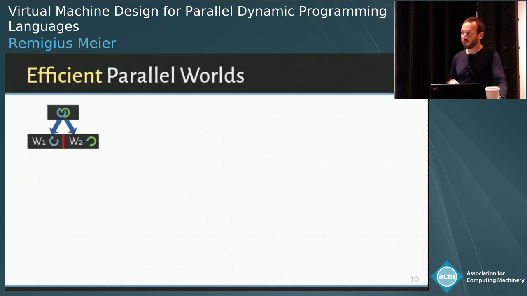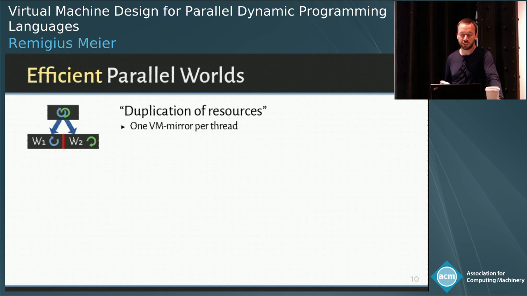Of course, parallelization in general is only useful if it gives a performance boost, so if the runtime is shorter in the end. So how can we make this efficient? I talked about duplication of resources, which usually sounds bad. So actually we kind of duplicate the whole virtual machine. So each thread or each world is a complete mirror of the virtual machine. And each thread gets one of these virtual machines.